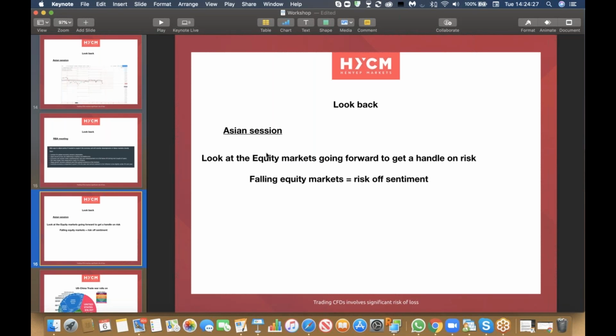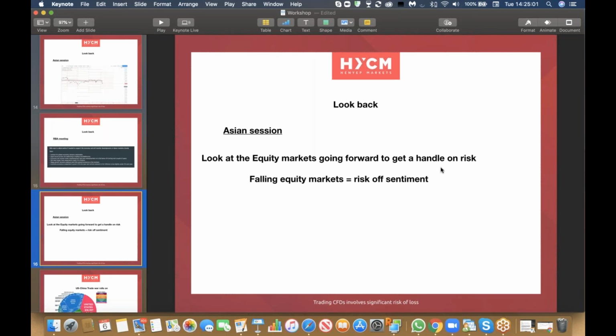At the end of the Asia session, as I was writing this, we're looking at the equity markets today to get a handle on risk. We want to know, are we going to see the risk-off market carry on or not? The way to get a handle on that is by looking at the equity markets. If we have the equity markets falling, then we know we return to that risk-off sentiment. So we're going to see yen strength, Swiss franc strength, gold strength.